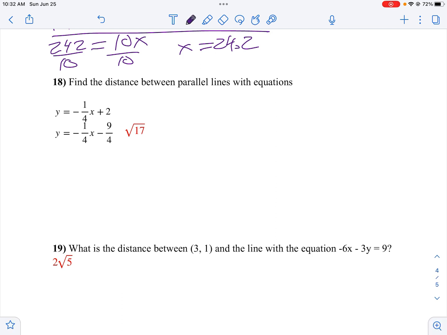I know the slope of my line is negative 1/4. I don't need the x. So I know the perpendicular slope is going to be 4. And so my new line that's going to be perpendicular is y equals 4x. Now I want to cross my line. I don't care which one you use, but notice on both of these I know my y-intercept. I'm going to use 2. It doesn't matter, but I'm going to use 2. So y equals 4x plus 2.